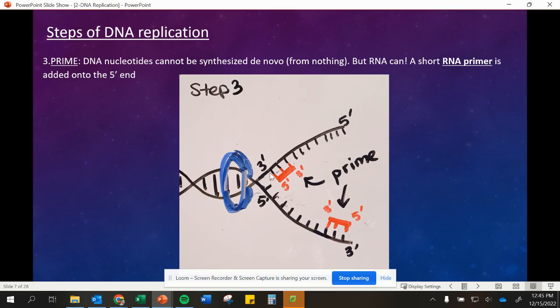So first, a short RNA primer is added to the 5' end of the molecule. And remember, DNA is antiparallel. Here the DNA is going 3' to 5'. It's going from the 5' end to the 3' end. An enzyme comes in and starts adding bases in, but these are RNA bases. The same thing will happen on the other end.